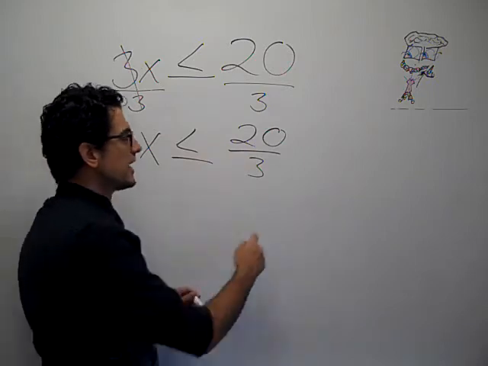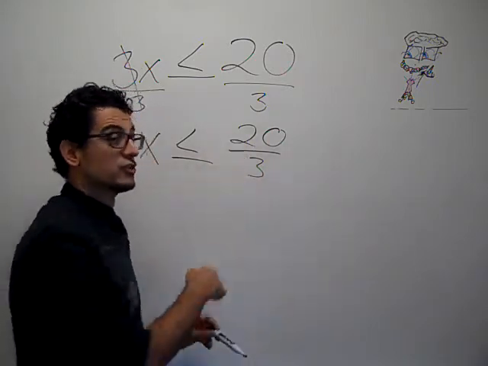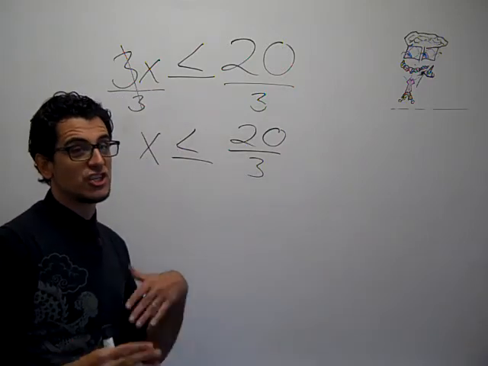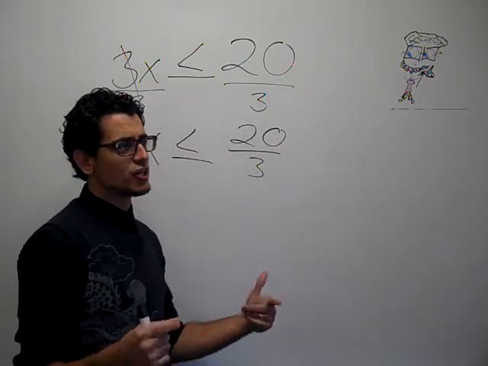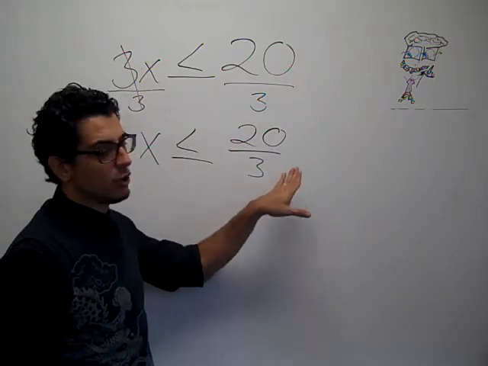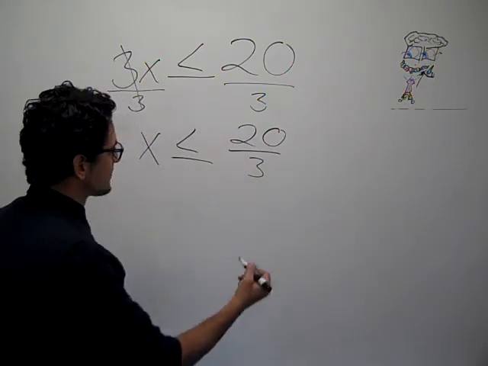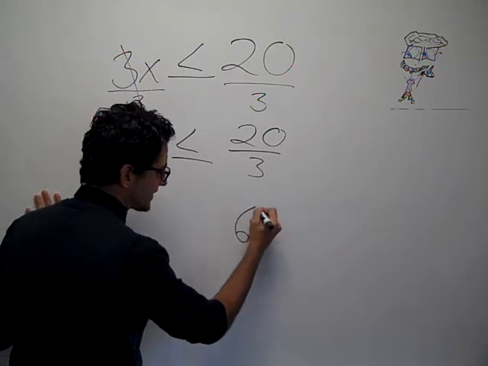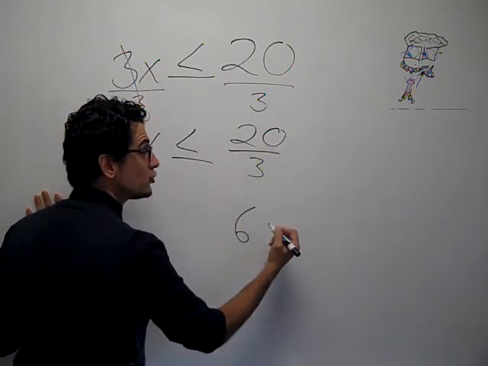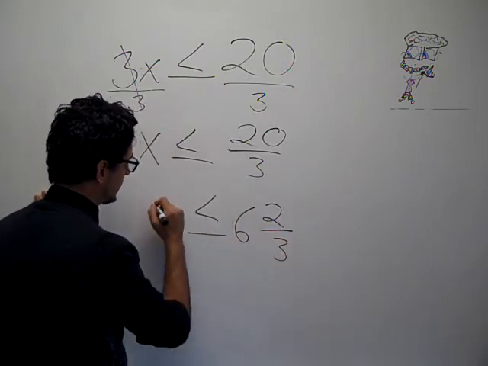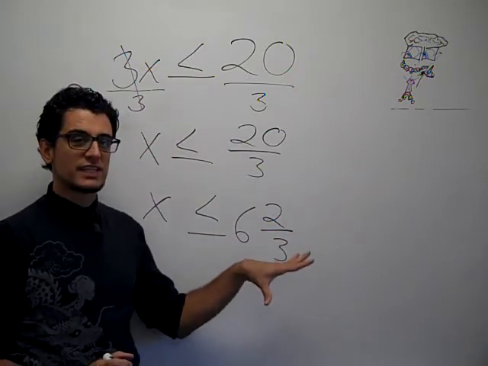Now, this is called an improper fraction. So we don't want to keep an improper fraction. We want to go ahead and change it into a mixed number. So I think, how many times does 3 go into 20? 3 goes into 20 6 times, okay? So I have 6, and then what's left over? 2. So I have 6 and 2/3. And I have x is less than or equal to 6 and 2/3.